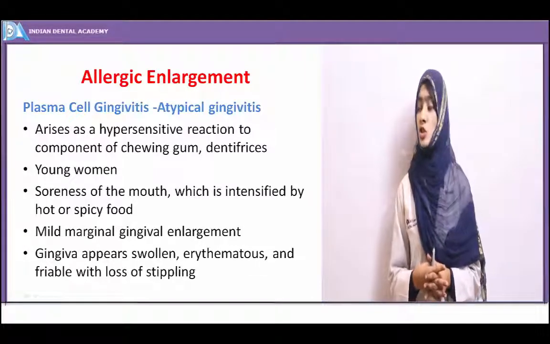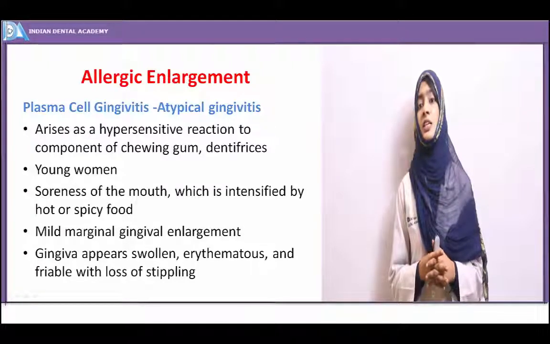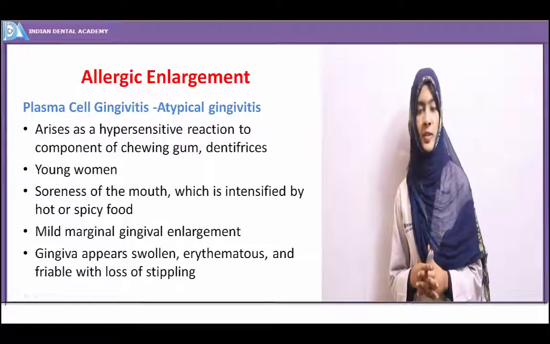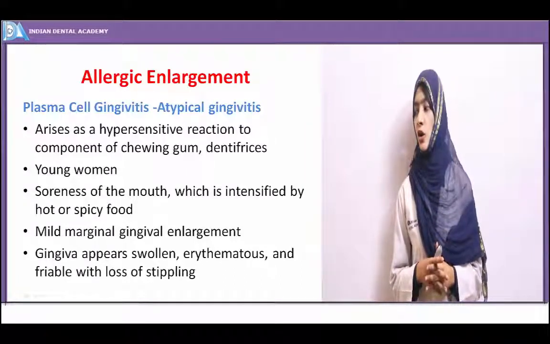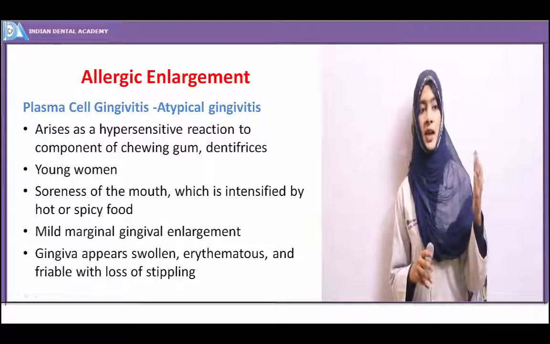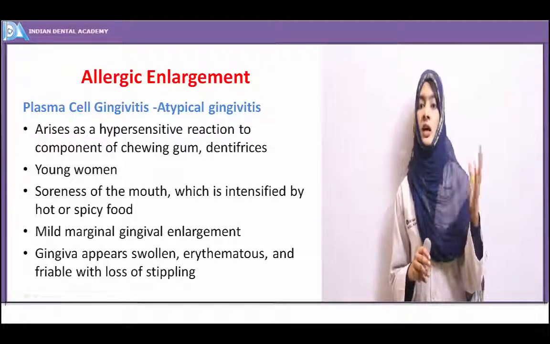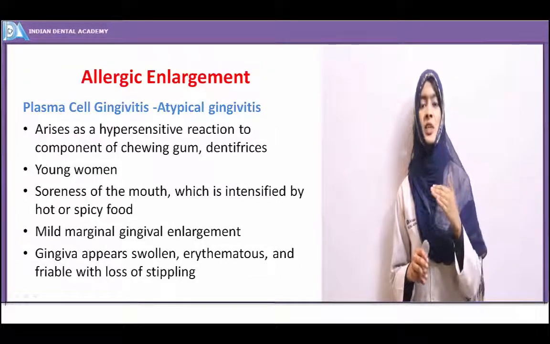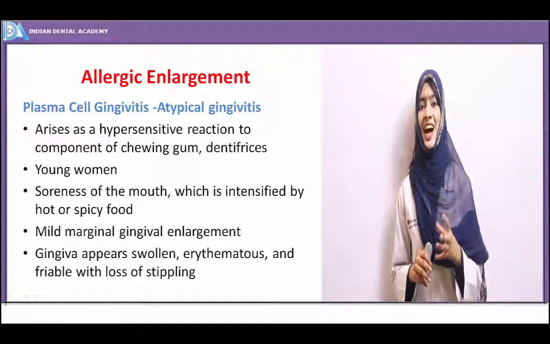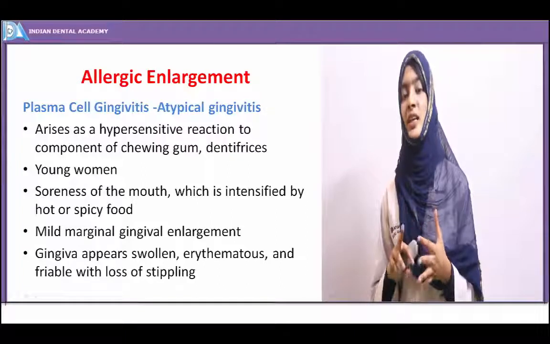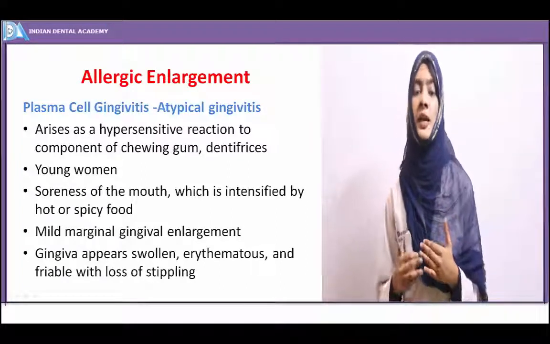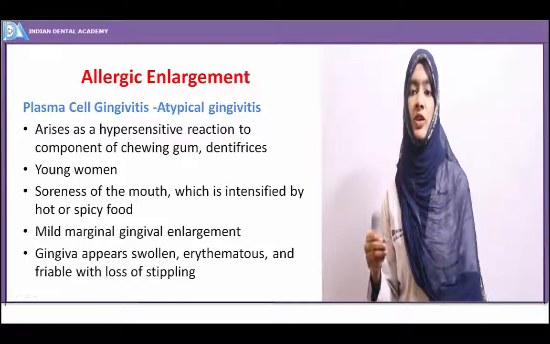So this allergic enlargement is most commonly seen in young women. Initially it begins with soreness of the mouth. So the patient complains of inability to take hot or spicy food. Once marginal gingivitis begins and the disease progresses, it becomes marginal enlargement. So the gingiva again becomes swollen, edematous, with loss of stippling because of underlying inflammation.